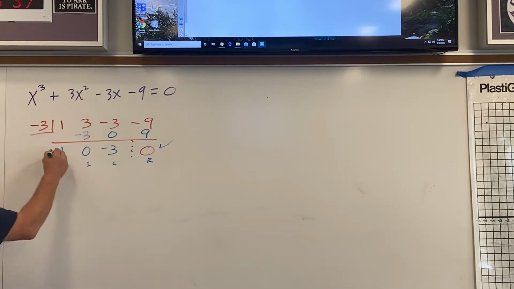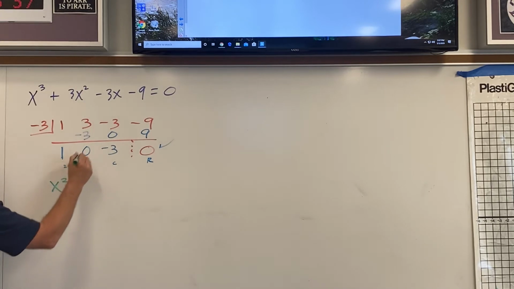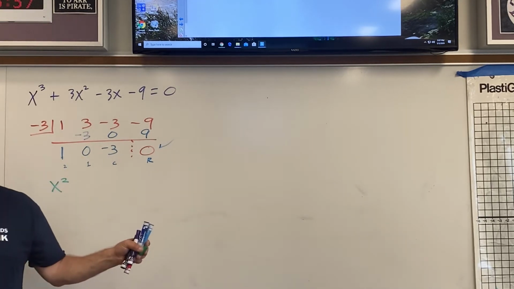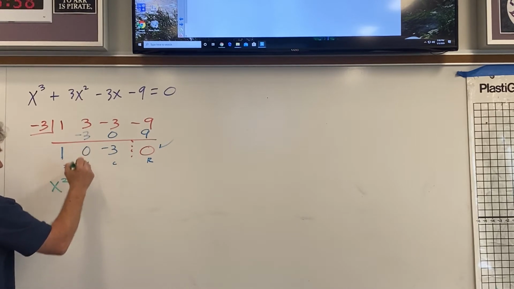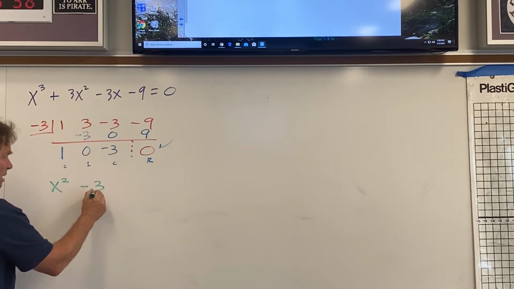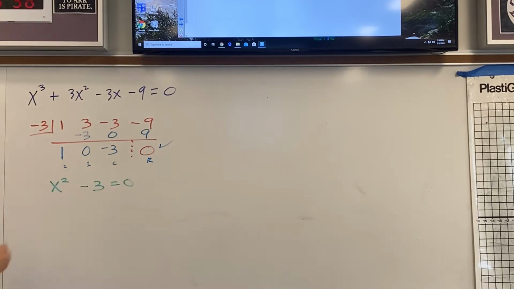Let me show you. 1x squared plus 0x. I don't even have to really put 0x. You can put 0x if you want. I just leave it out if it's a 0. And then -3 is the constant, equals 0. The other two roots are hiding inside of that guy. So now you just have to solve this equation.